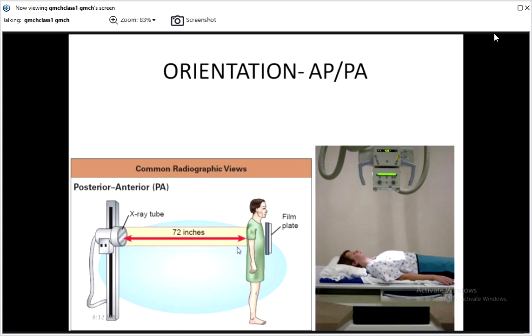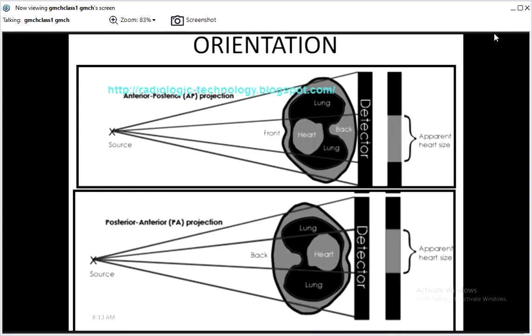Here you can see that when we are taking an X-ray in a PA view, the person is standing here, the X-ray film is placed on his chest and the radiations are coming from the back. It is the opposite in an AP view: the X-ray film is behind the back of the patient and radiations are coming from the front. This is basically what we learned in physics during our school days. So this is an AP view and this is a PA view.